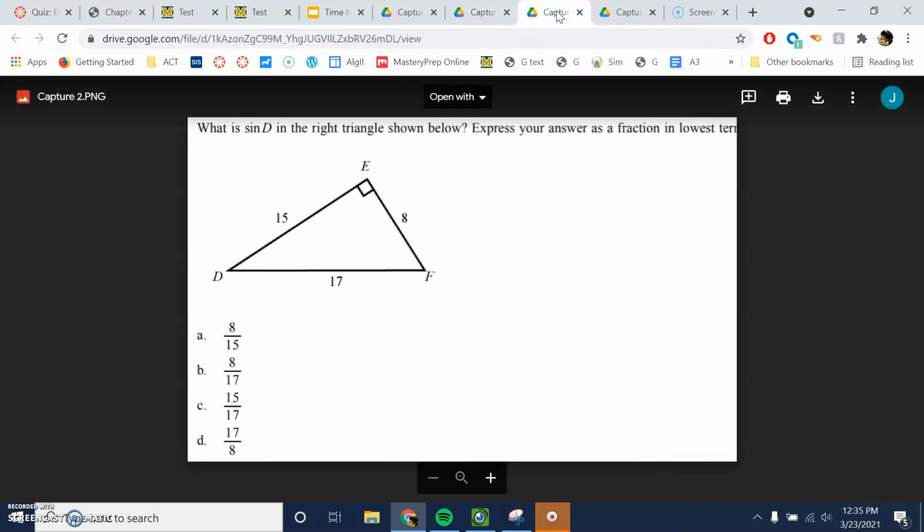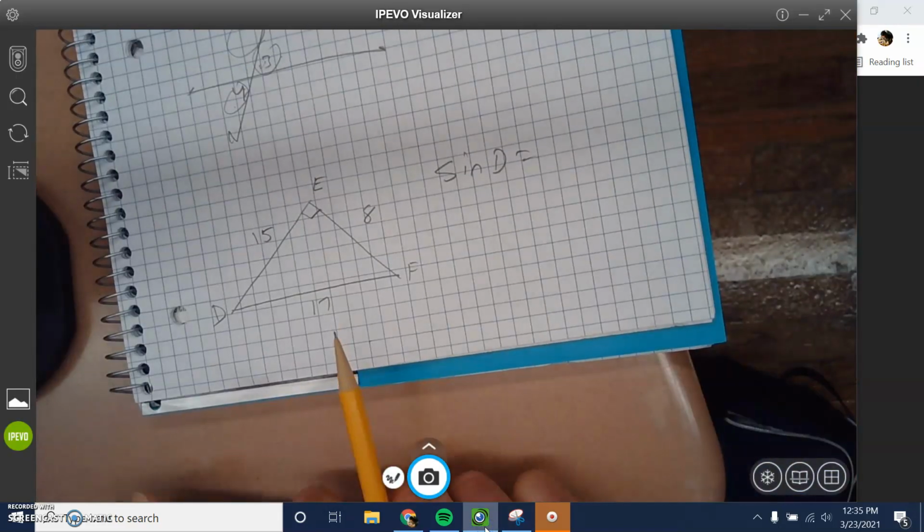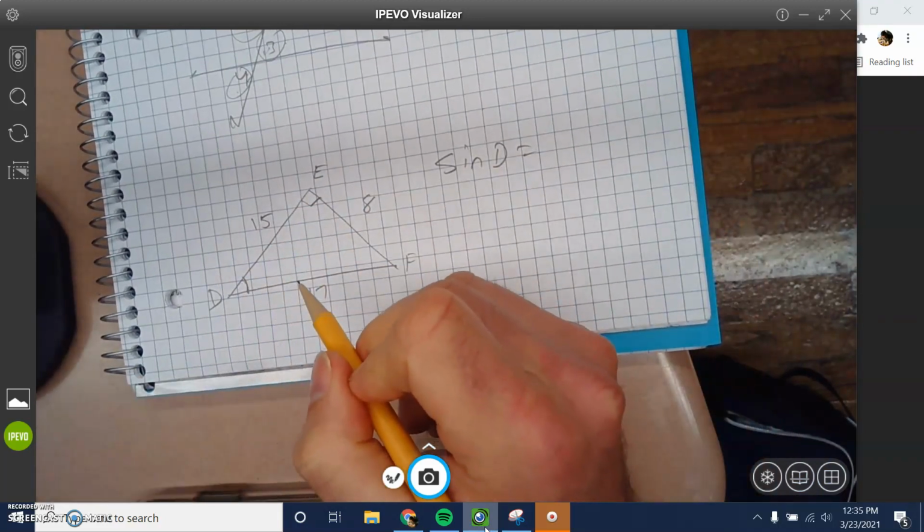Nice. This one here. Okay. Copy it down. I want to find the sine of D. All right. Let's see what you got. See if we got it. Here we go. Here's the picture. I drew it out. Sine of D. So D is my reference angle. I'm going to make a mark right there.